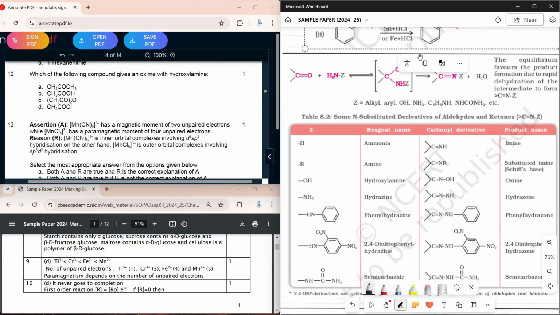The next question over here we have is, which of the following compounds gives an oxime with hydroxylamine? So oximes are formed when aldehydes or ketones react with hydroxylamine to give us an oxime. And this is true for aldehydes and ketones. Out of the options that are given to us, CH3COCH3 is a ketone, right? You have CH3COOH, ethanoic acid, which is an acid. You have CH3COOC. Okay, this I will write it out for you.